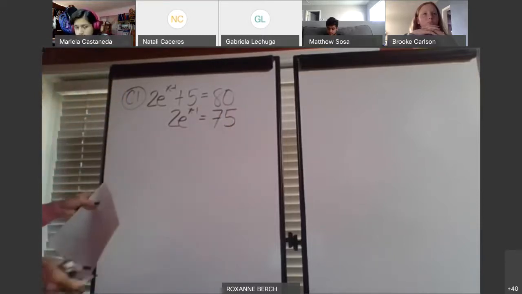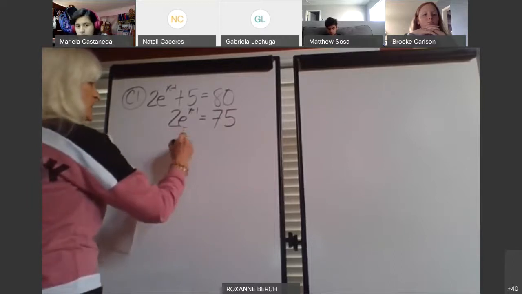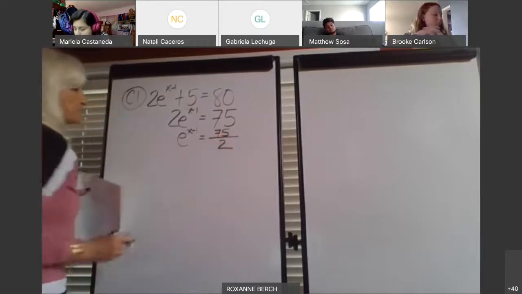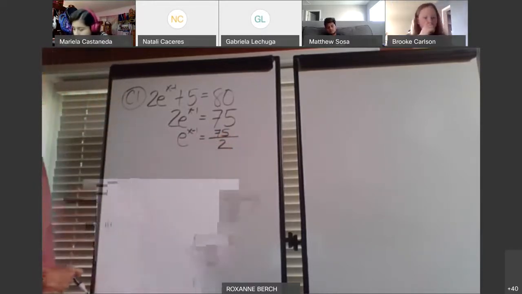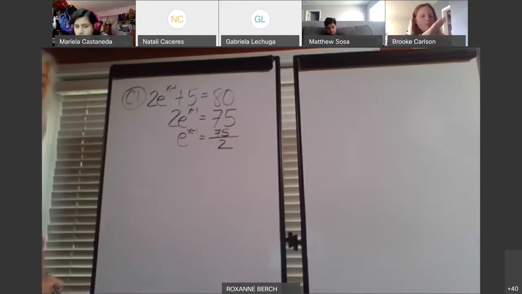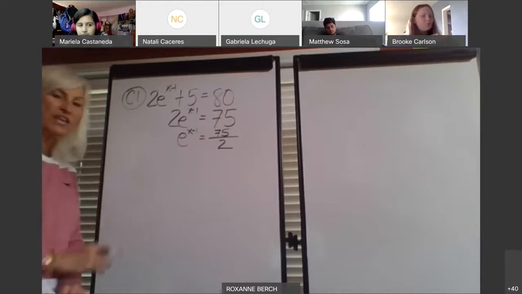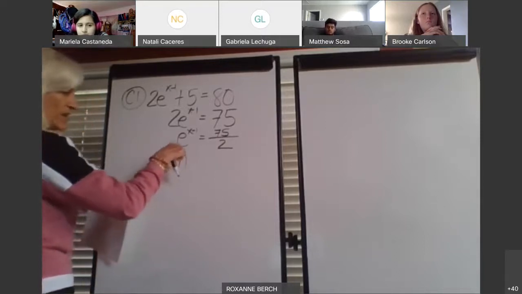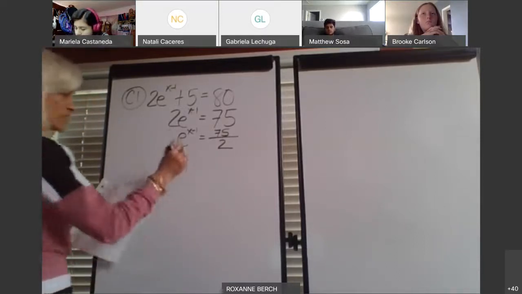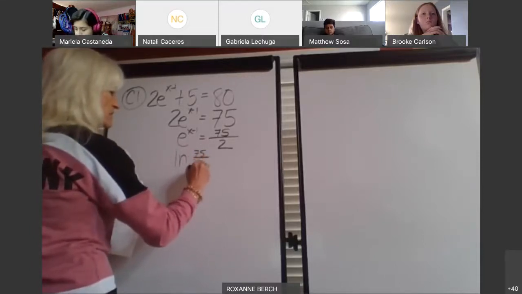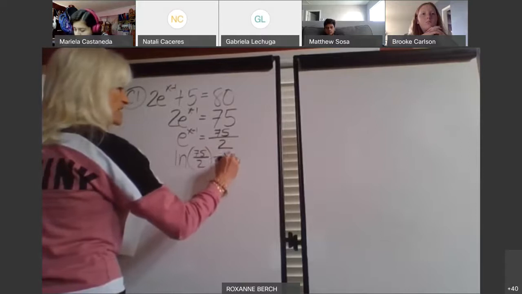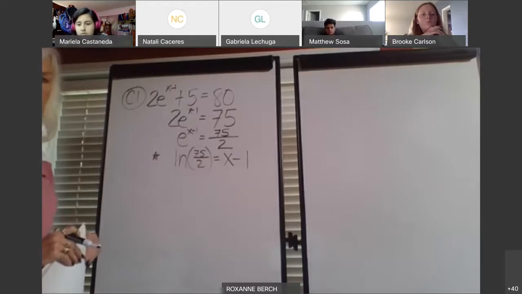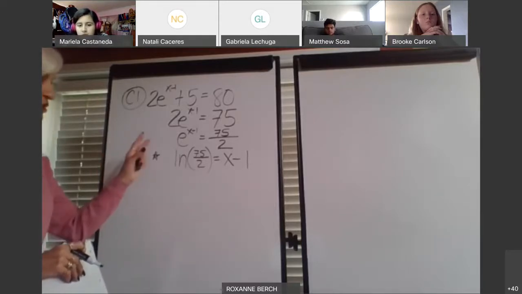And then, unfortunately, we want to isolate, divide by 2. So this is e to the x minus 1 equals 75 halves. All right. So remember in this first method, we're going to write the exponential equation in logarithmic form. So we're going to use natural log because that's an e. So it's going to be natural log of 75 halves equals x minus 1. So once again, this is coming from the definition of a logarithm and going back and forth from exponential to logarithmic form.